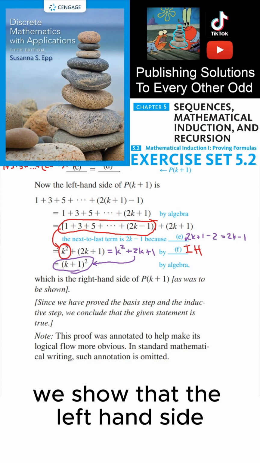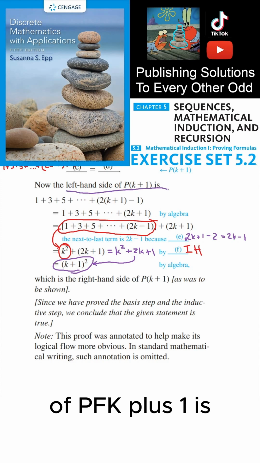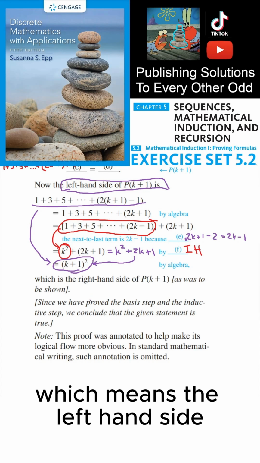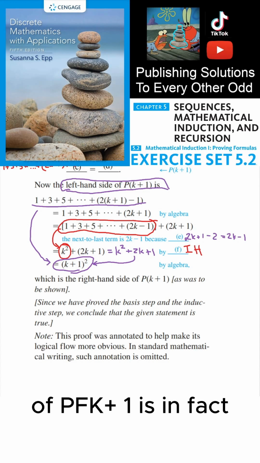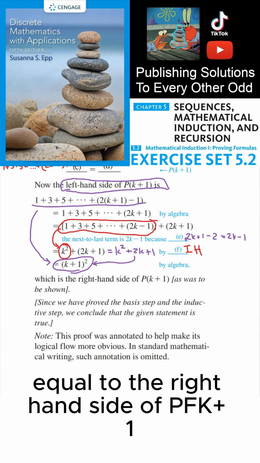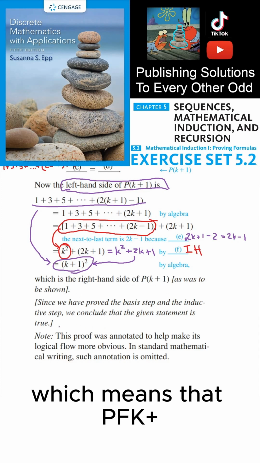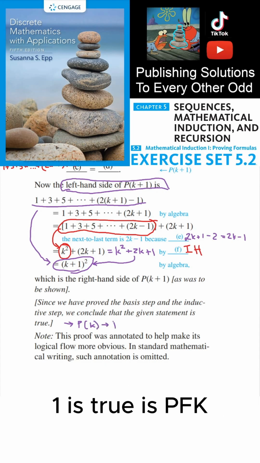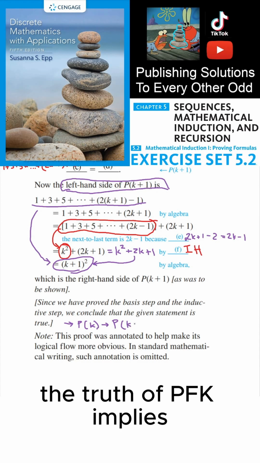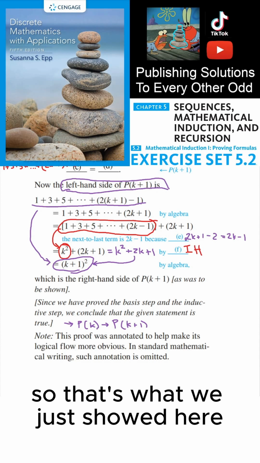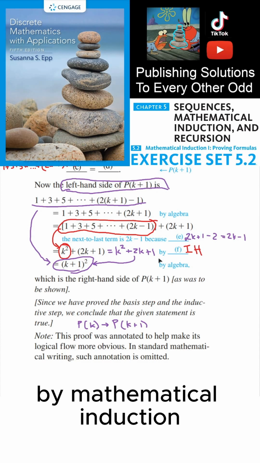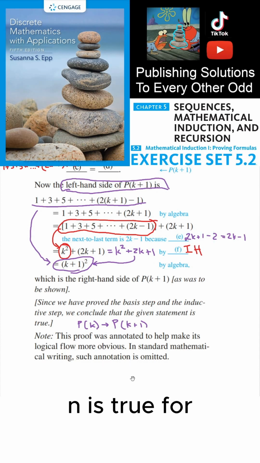We showed that the left-hand side of P of k plus 1 is this thing, but it's also equal to that thing, which means the left-hand side of P of k plus 1 is in fact equal to the right-hand side of P of k plus 1, which means that P of k plus 1 is true. And the assumption that we made to show that P of k plus 1 is true is P of k. So that means that the truth of P of k implies the truth of P of k plus 1. So that's what we just showed here. And this is called the inductive step. And then from here, we can say, by mathematical induction, that P of n is true for all integers n greater than or equal to 1.